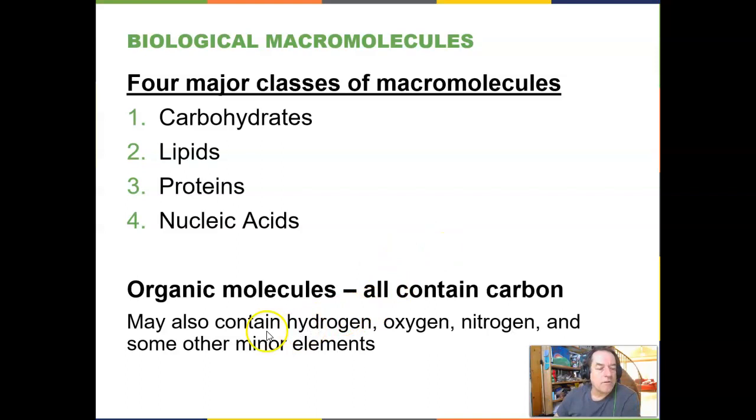So all of these are organic molecules that contain carbon. All right, they're also going to have hydrogen, and then depending on the specifics, oxygen, nitrogen, and sulfur and phosphorus. We'll see these used in different ways in these four different organic macromolecules.